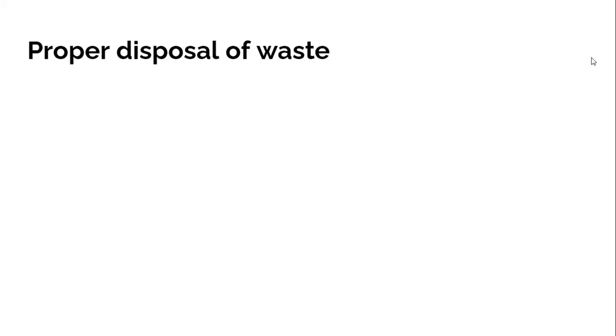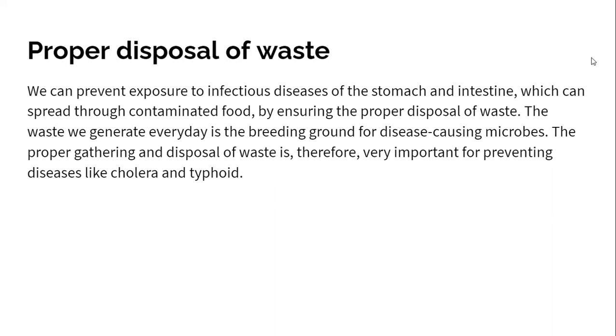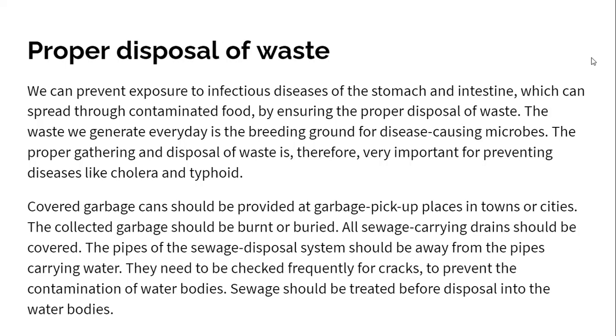The next thing is proper disposal of waste. So we can prevent the exposure to infectious diseases due to the stomach and intestine, which are spread through contaminated food, by ensuring proper disposal of waste. This is because the waste is kind of like a breeding ground for mosquitoes and other disease carrying organisms. So if they're properly disposed, mosquitoes and flies don't breed in the waste and contaminate us.